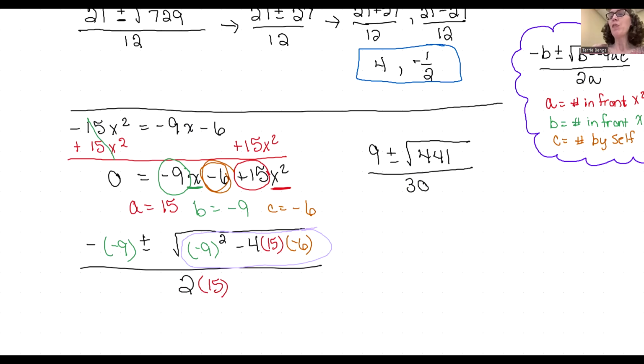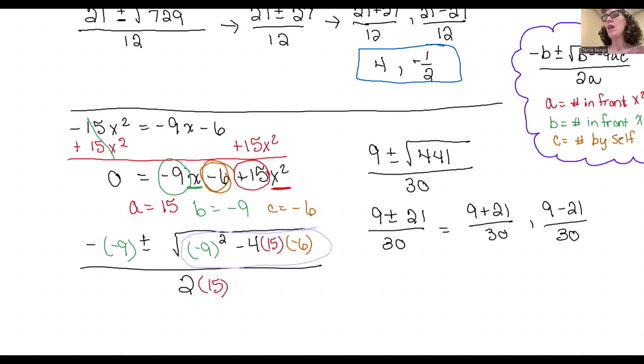Okay, so we got to simplify down just a little more. So we got 9 plus or minus. What is the square root of 441? I would type that in my calculator and it's going to give you a 21. And that's all over 30. And so now we're just separating these two problems because we're down to that plus or minus, right? So it's 9 plus 21 over 30 and 9 minus 21 over 30.